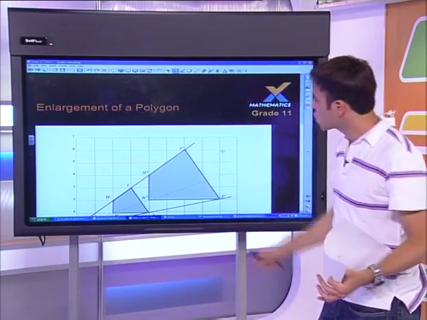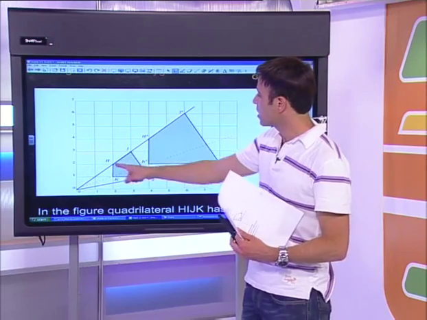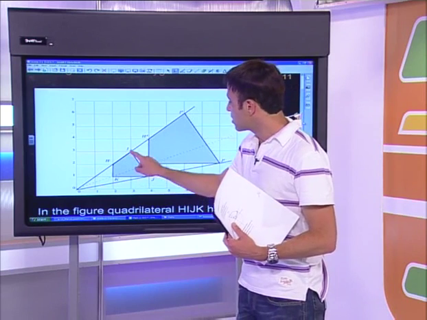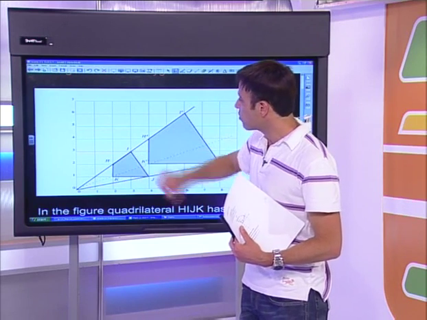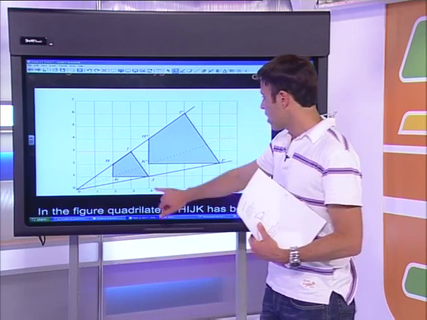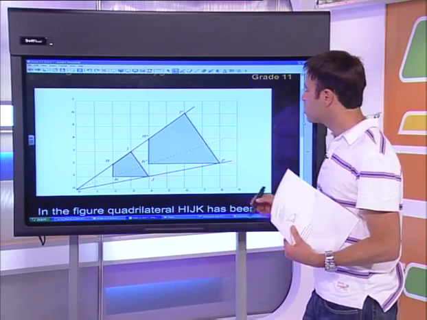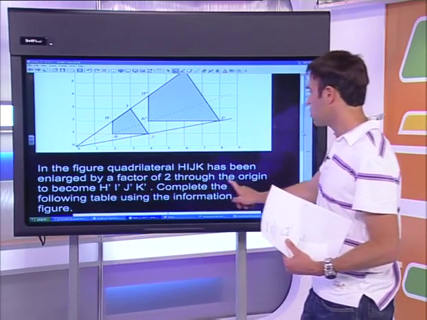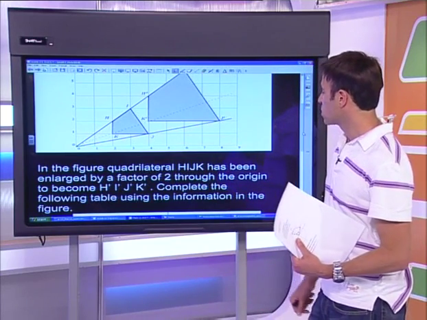In this particular shape here, if you think about your figure HIJK, it's a 4-sided figure, and we can read the coordinates off. It's got coordinates 3, 3 for I, 2, 2 for H, 2, 1 for K, and 4, 1 for J. Now, this quadrilateral has been enlarged by a scale factor of 2 through the origin to become H prime, I prime, J prime, K prime. Complete the following table using the information in the figure.